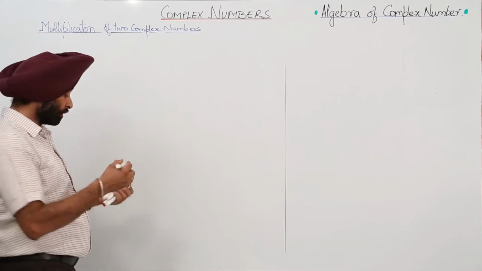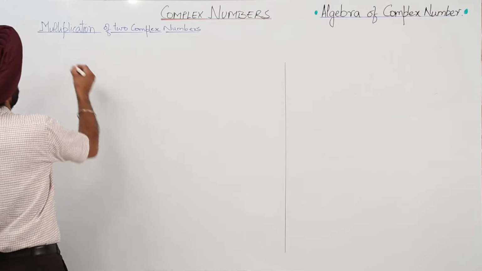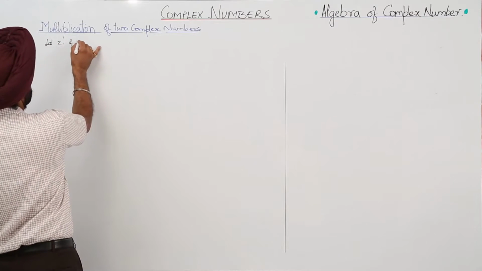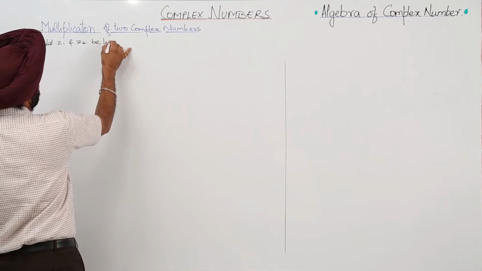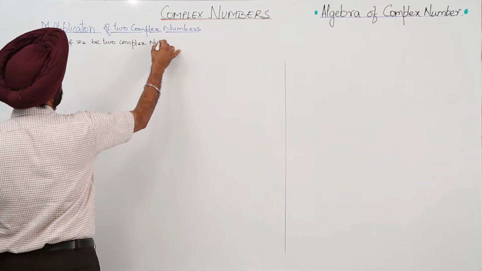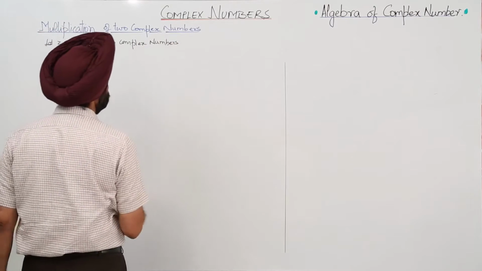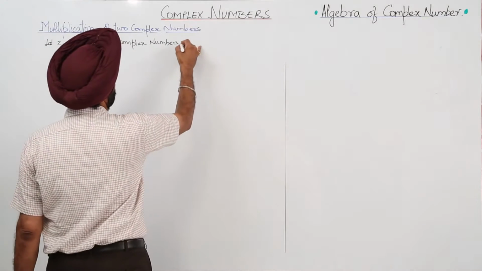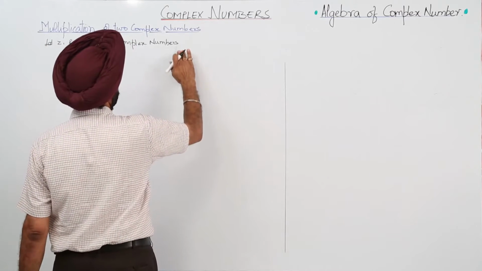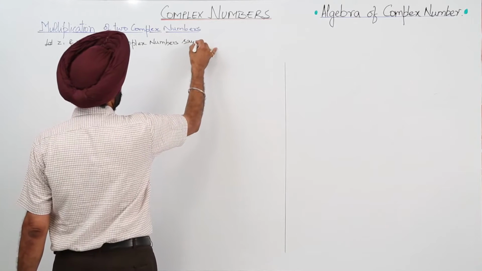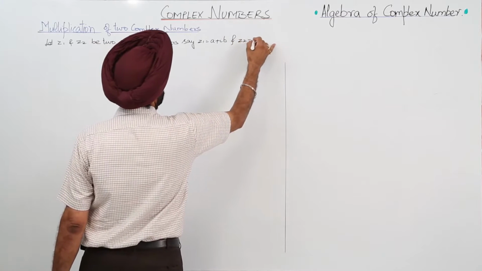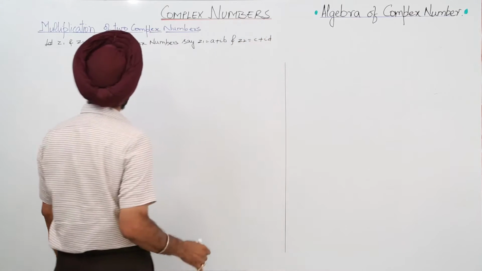Multiplication of two complex numbers. Now, in the multiplication, let Z1 and Z2 be two complex numbers, say Z1 is equal to A plus iota B and Z2 is equal to C plus iota D. These are the two complex numbers.